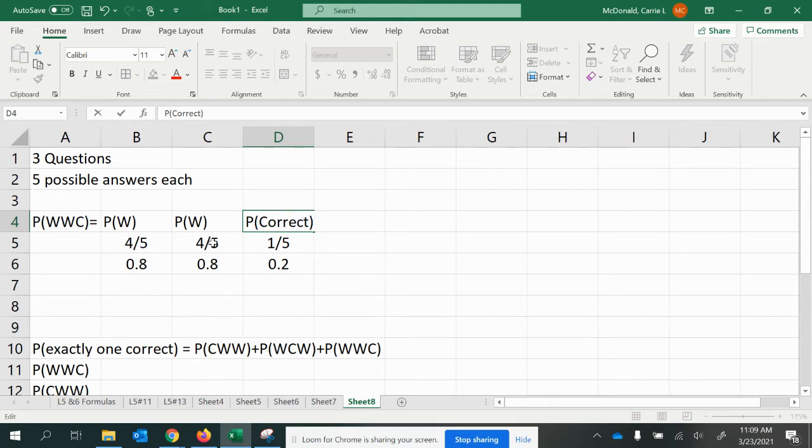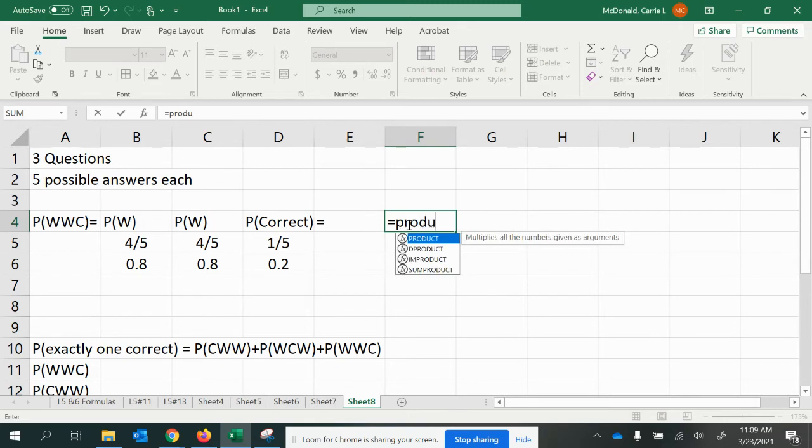Okay, so then we have, for the first one to be wrong, 4 out of 5 choices. For the second one to be wrong, again, we have 4 wrong answers out of 5 choices. And for the third one to be correct, 1 correct answer out of 5 choices. So as decimals, that's how they calculate. And then we get our answer by multiplying those together.